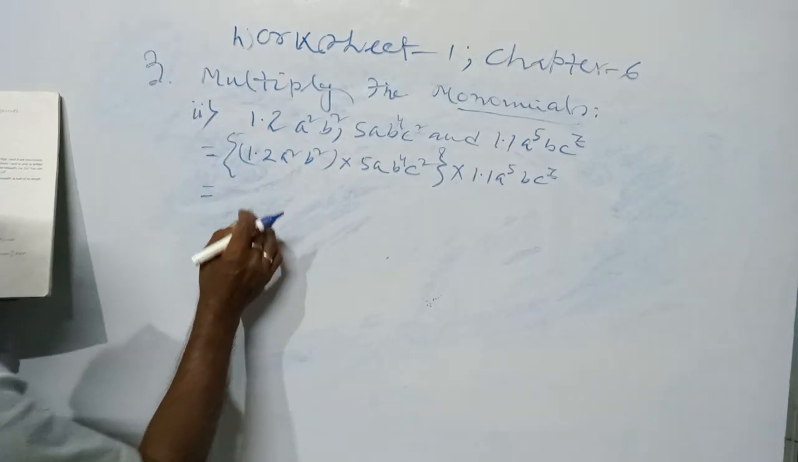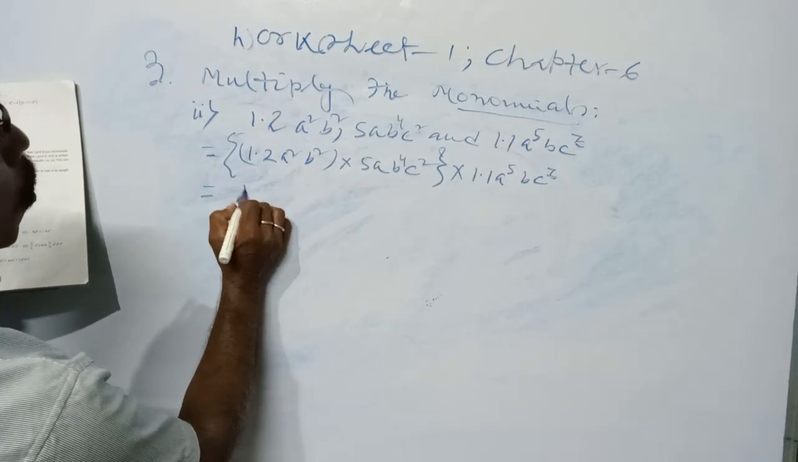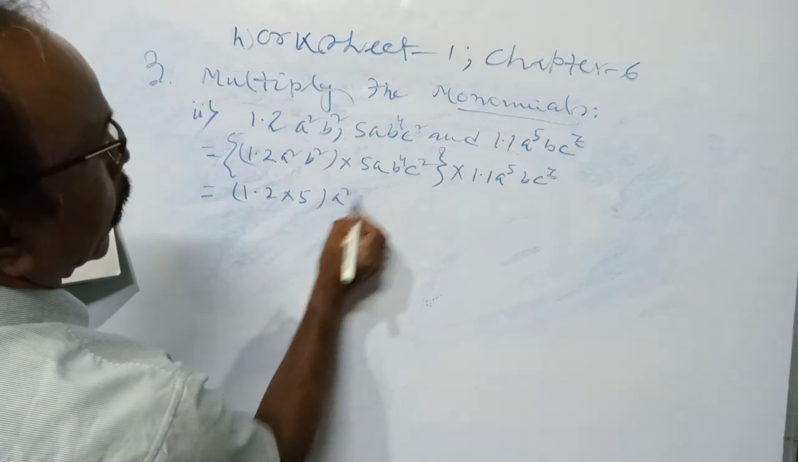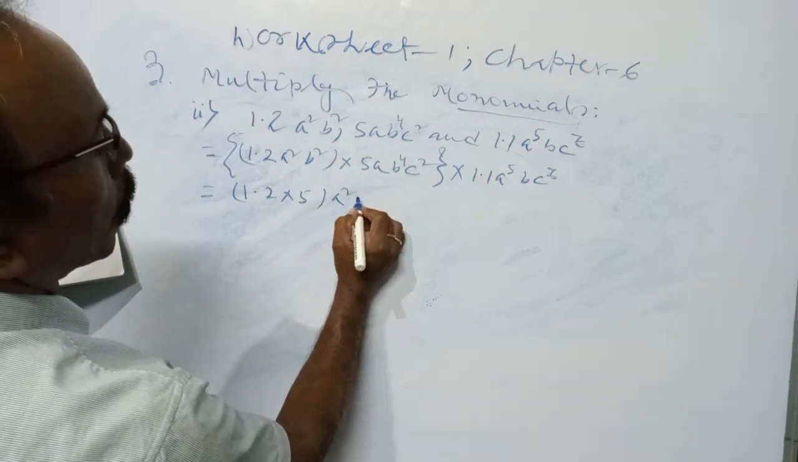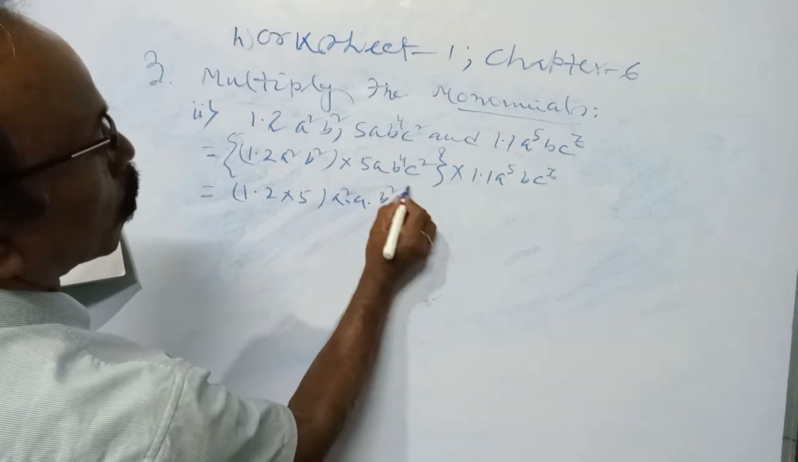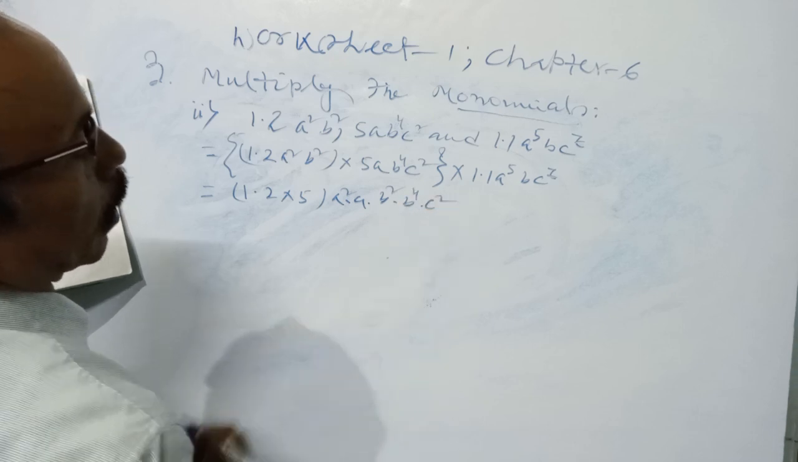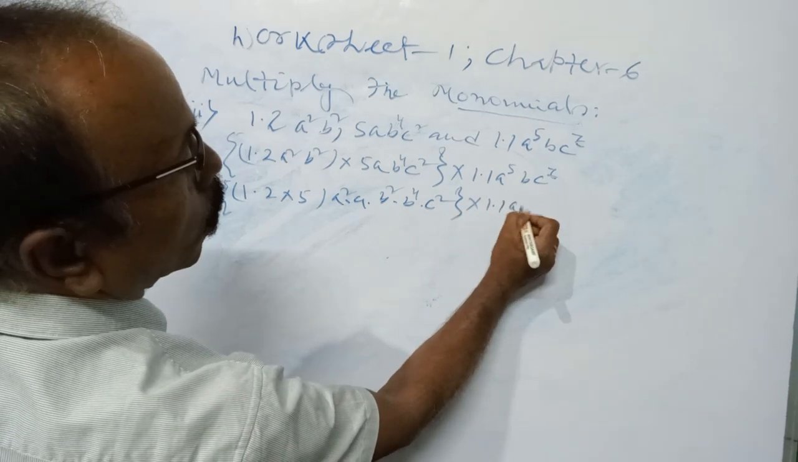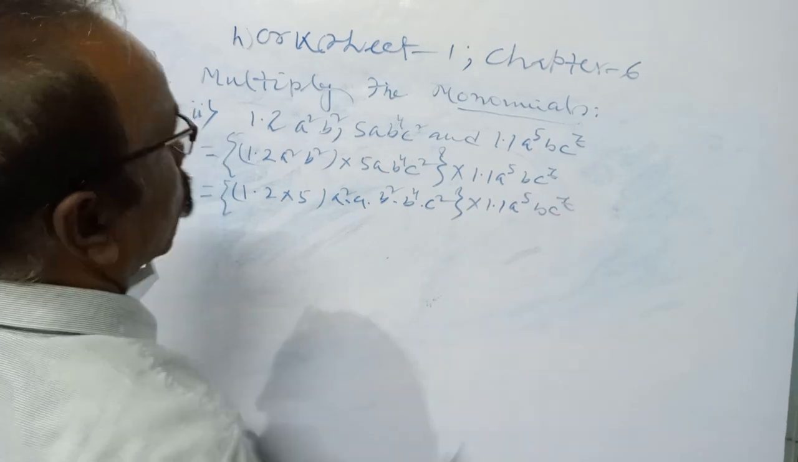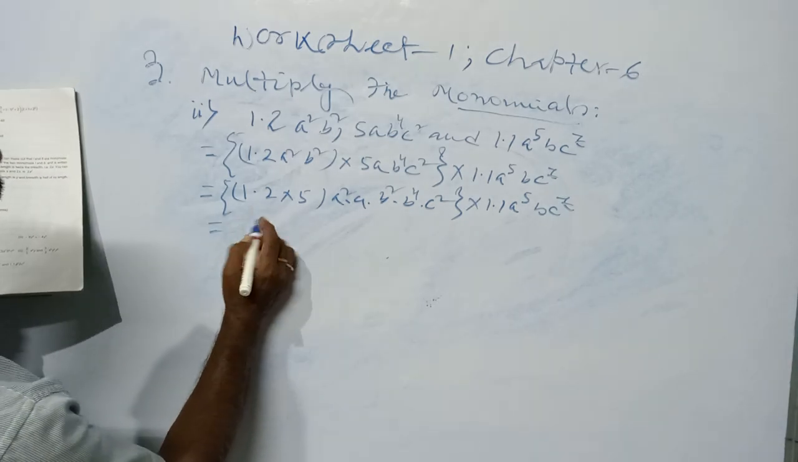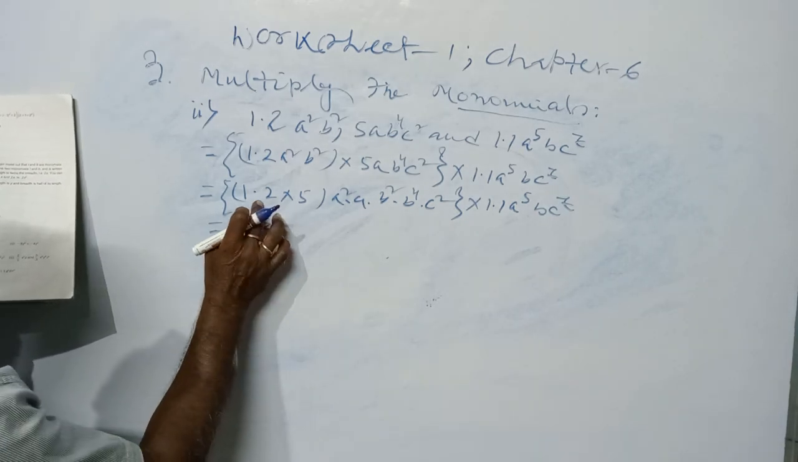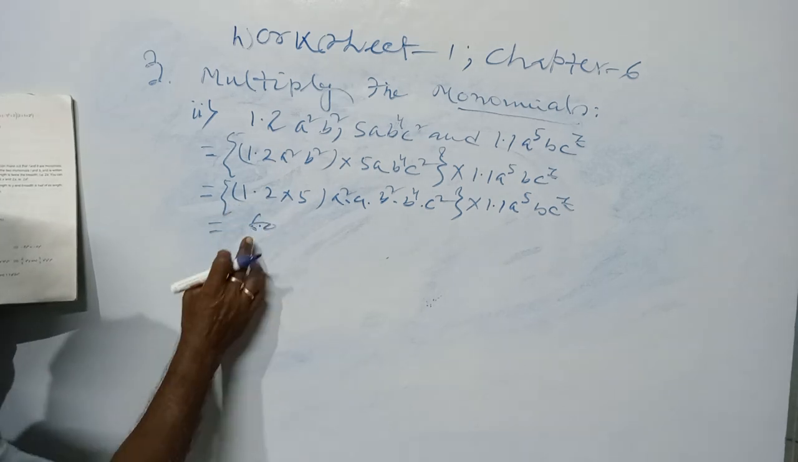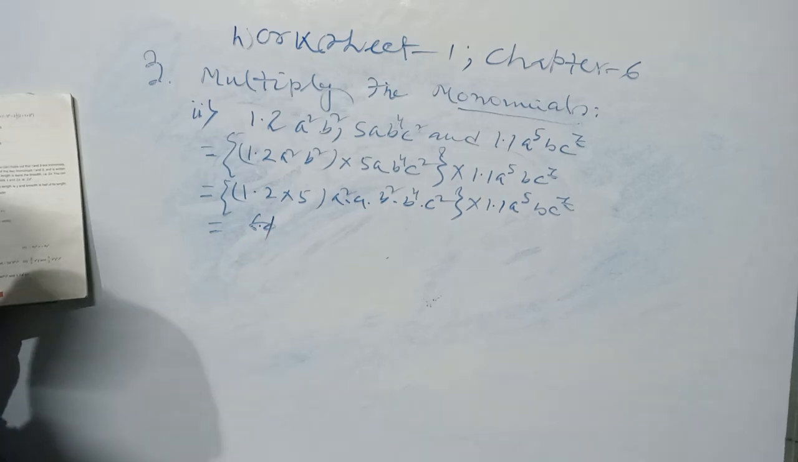You see, 1.2 into 5 as before. Similarly, a square into a, b square into b to the power 4, into c square. Am I clear? Next, 1.1 a to the power 5 b c to the power 7. 1.2 times 5 is 6.0. After the decimal point there is one digit, so here also we put the decimal, so the 0 will be dropped.